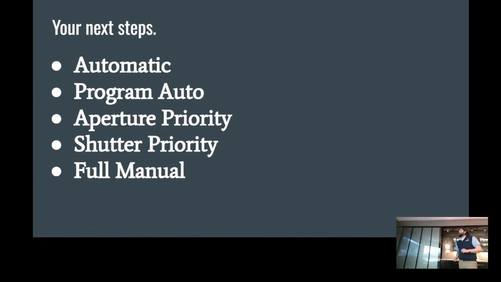So your next steps, as I like to call them, are automatic and program auto, the first 2 settings I recommend you try. That's the A, that could be iA, the green camera symbol on your camera. Then there also is going to be a P on the camera, and that's program automatic. What we're really diving into today are the manual controls. We're going to look at aperture priority, shutter priority, and full manual control.